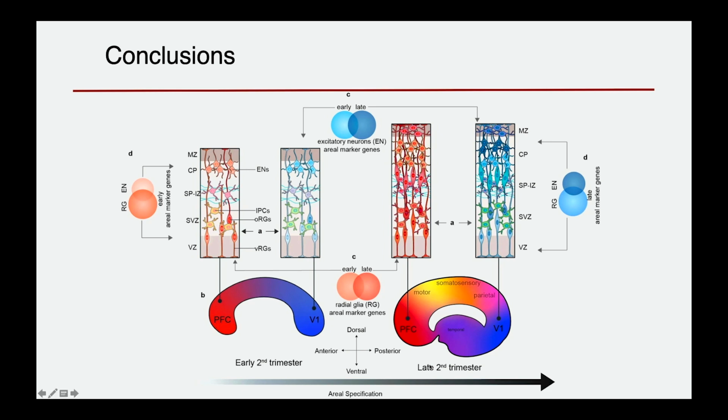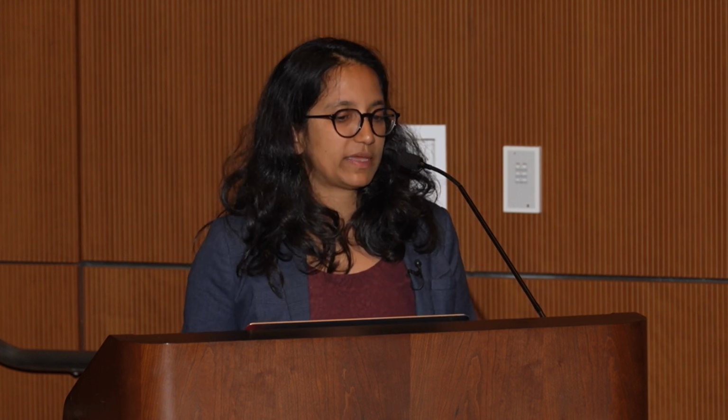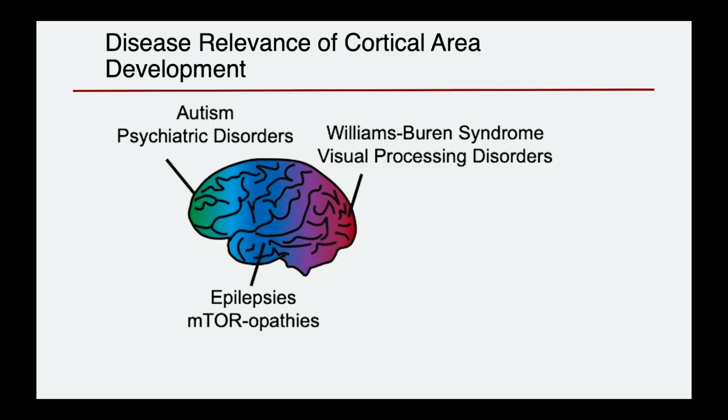And as development proceeds and the input from the thalamus begins to refine areas, a combination of that signaling as well as other cues that may exist in the cortex further refine other areas, but they do so at more mature time points where the radial glia look more similar to one another, but the neuronal populations are quite distinct. So I mentioned that we do know that there are neurodevelopmental disorders that have area-specific phenotypes, and a few examples are shown here.